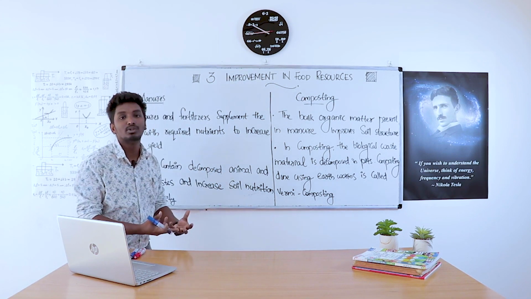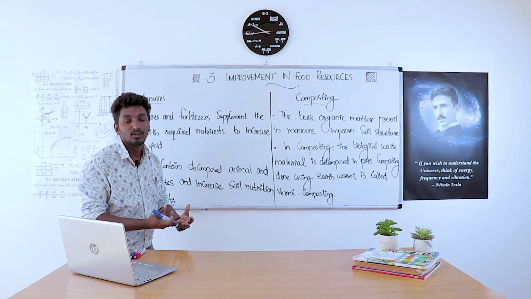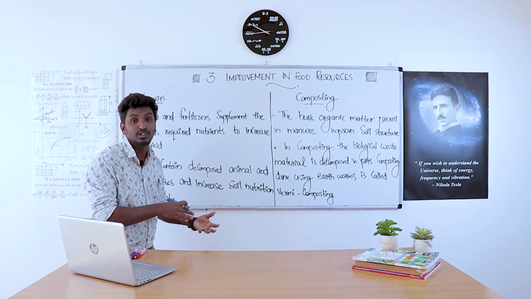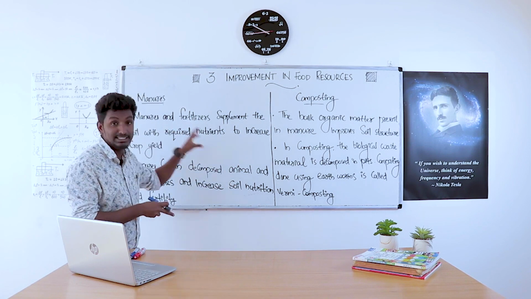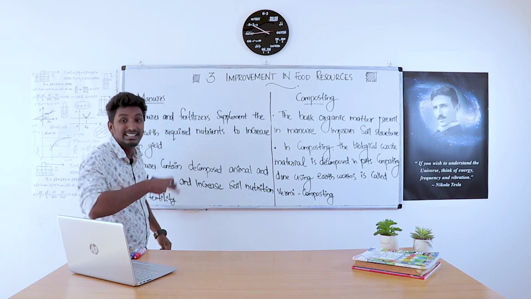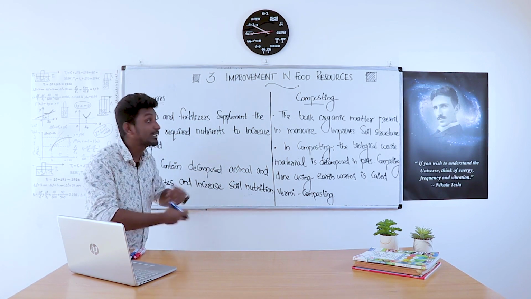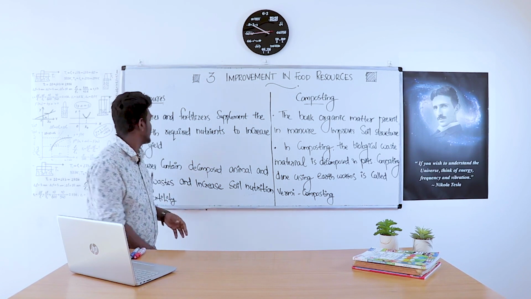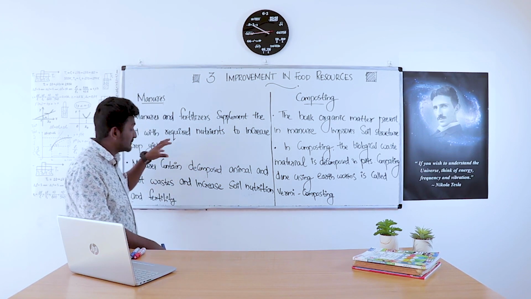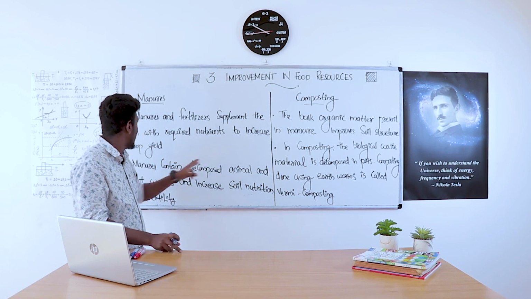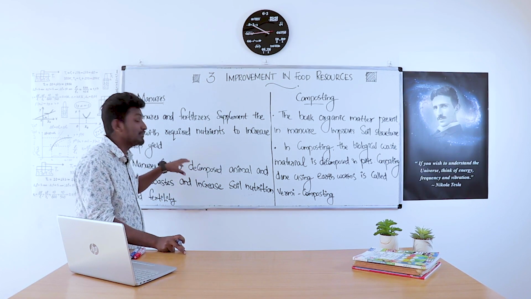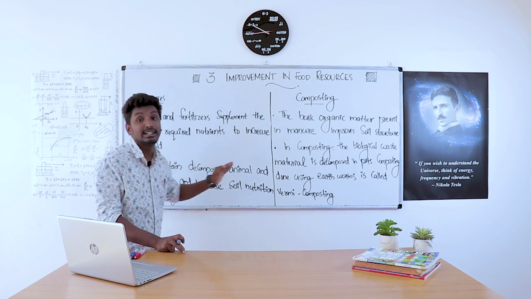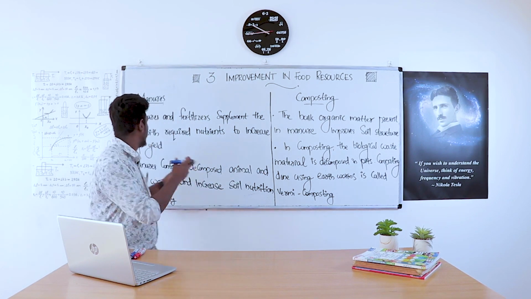We need to improve the crop yield, or increase the quality of crop yield. For that, we are using fertilizers, and these fertilizers give the soil the required amount of nutrients. Then manures contain decomposed animal and plant waste.